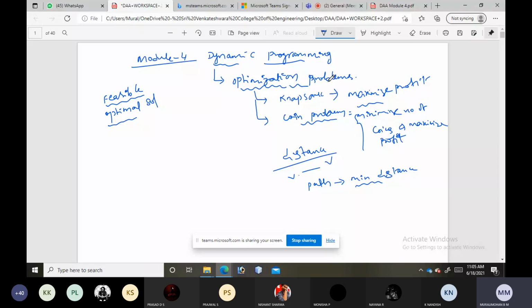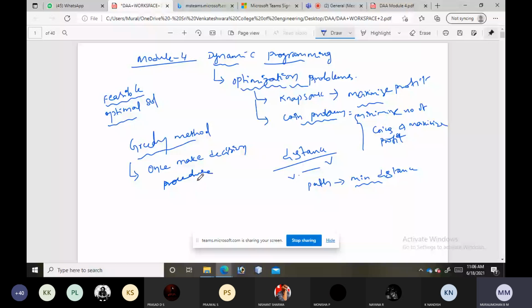Even though we use the greedy method to solve the same optimization problems, what is the difference? Why should we go for dynamic programming? In the greedy method, once we make a decision, then we follow that decision and the procedure.